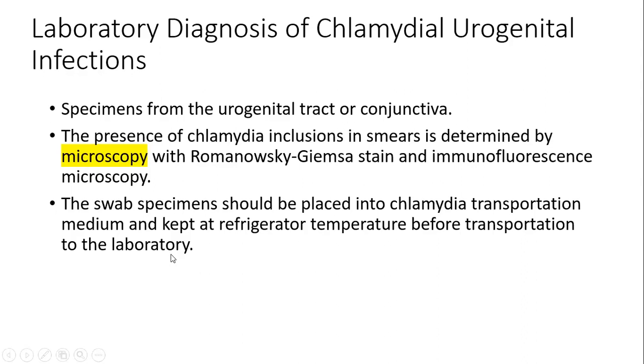Laboratory diagnosis of chlamydial urogenital infection: specimens from the urogenital tract or conjunctiva can be obtained, and the presence of chlamydial inclusions in a smear is determined by microscopy with Romanovsky-Giemsa stain and Michelson microscopy, but nowadays we don't use this method very often. The swab specimen should be placed into chlamydia transport medium and kept at refrigerator temperature before transportation to the laboratory.